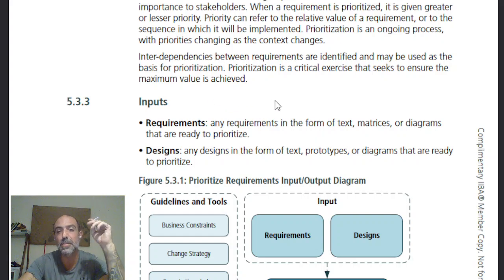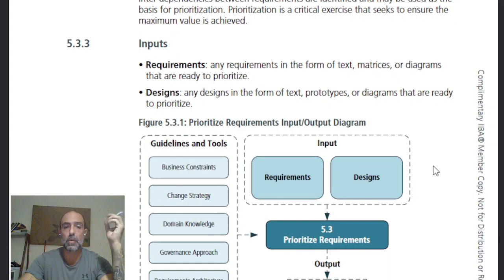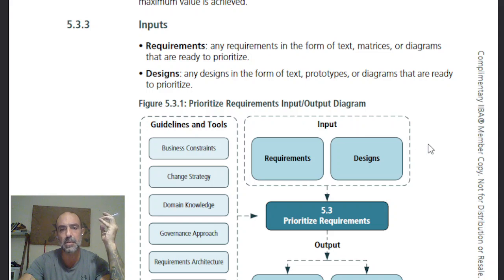Prioritization is a critical exercise that seeks to ensure maximum value is achieved. Think of prioritization as reviewing the work you did and highlighting why it was relevant for you to do it. So what are the inputs? Requirements and designs. Any requirement in the form of text, matrices, diagrams that are ready to prioritize. Designs, any designs in the form of text, prototypes, diagrams that are ready to prioritize.